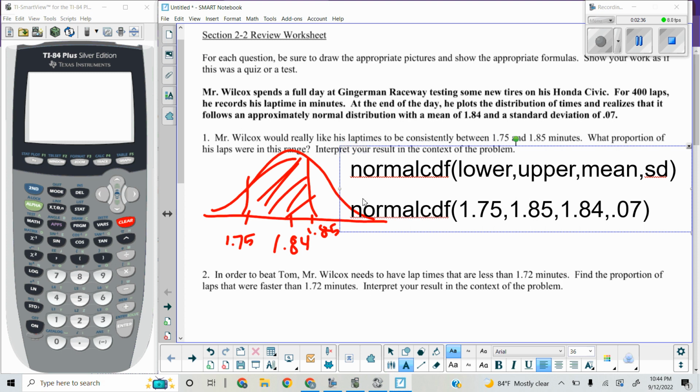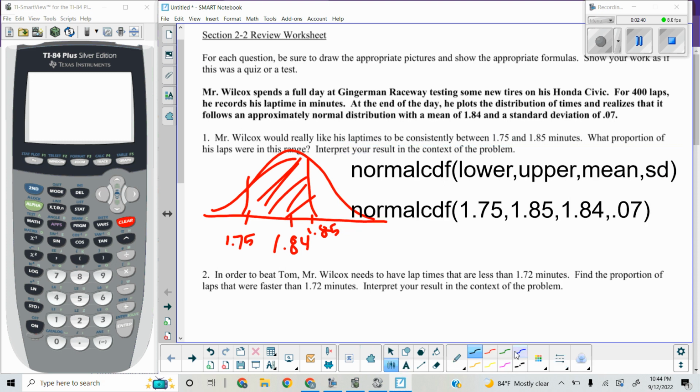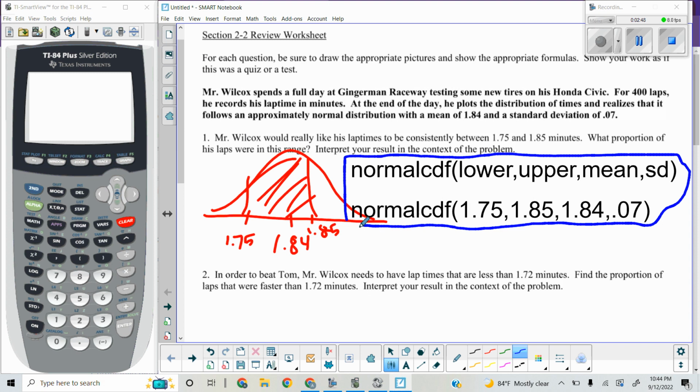So you can totally use this on a free response. You have to make sure you include both of these parts. This is telling the grader that you understand what is happening when you are plugging these in. You know what your lower bound is, your upper, your mean, and standard deviation.